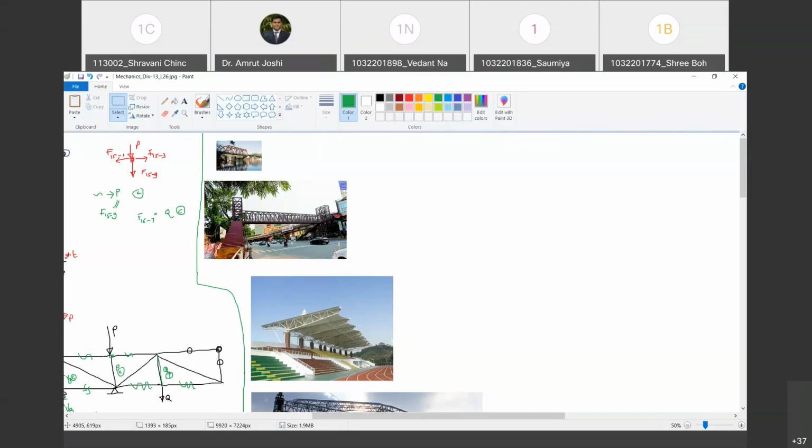Yes, sir. ऐसे सारे केसेस में I don't want to have a heavy structure. I want to have a light structure. That is the first point. Are you with me? Yes, sir.